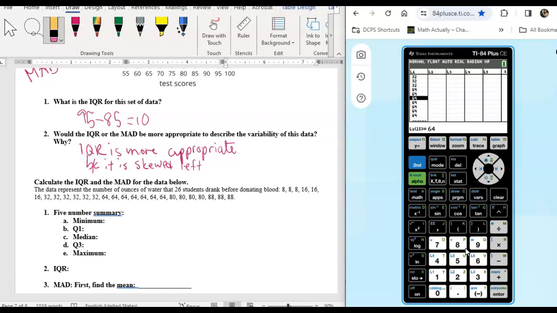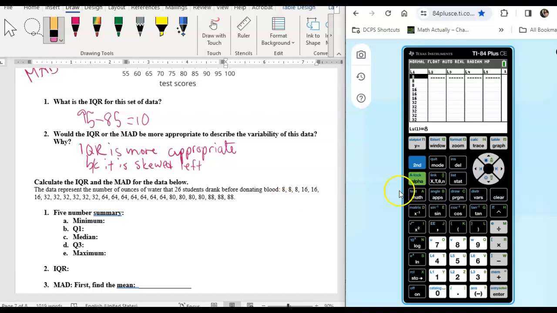All right, let's make sure I got all of them. 1, 2, 3, 4, 5, 6, 7. Good. And then 80 is 4. 1, 2, 3, 4. And then we have 88, 88, 88. I have 26 data values, and it says 26 students, so I know that I have the right number of data. Again, double check that you've entered all of your values correctly. Some people drank very little water, and some people drink a ton of water.